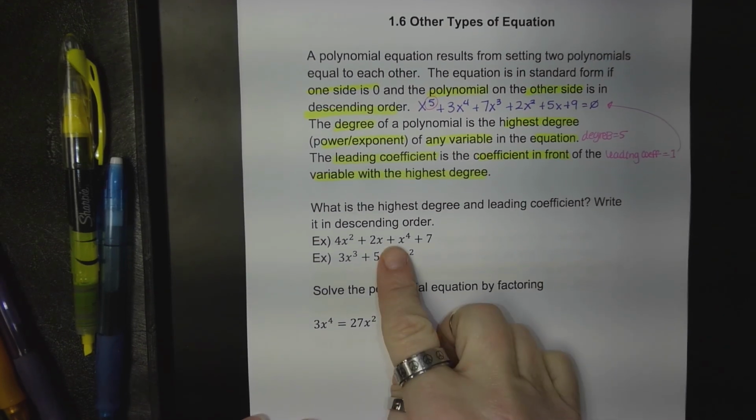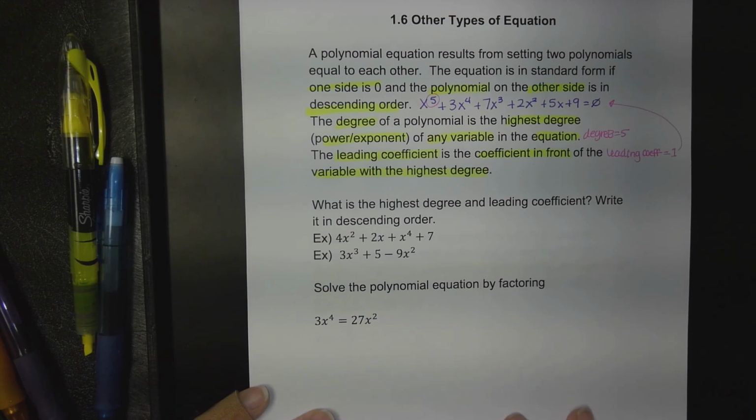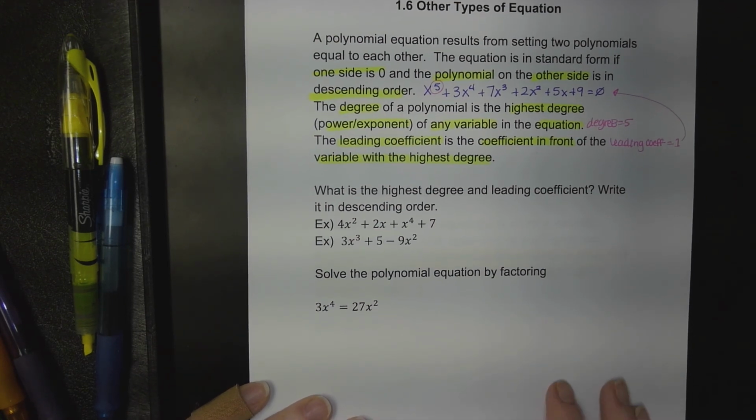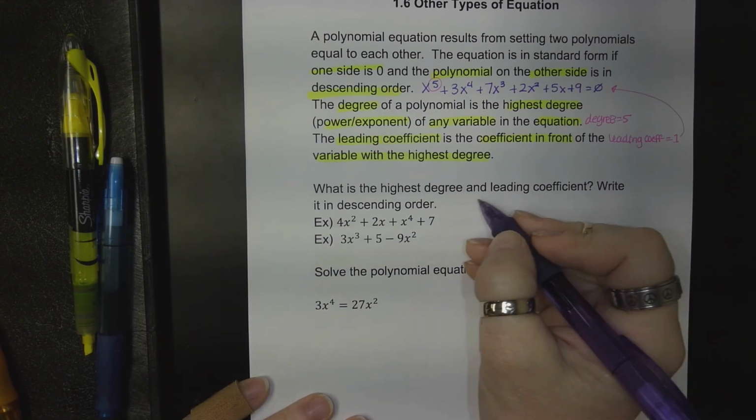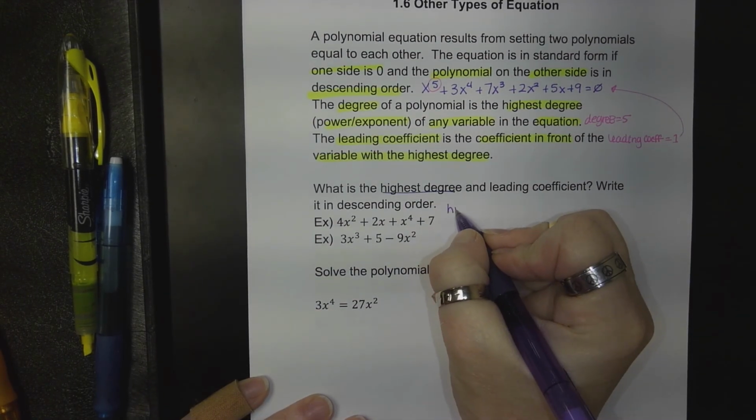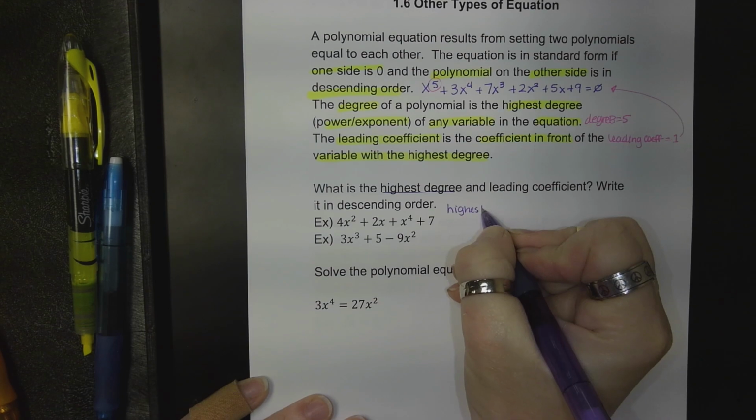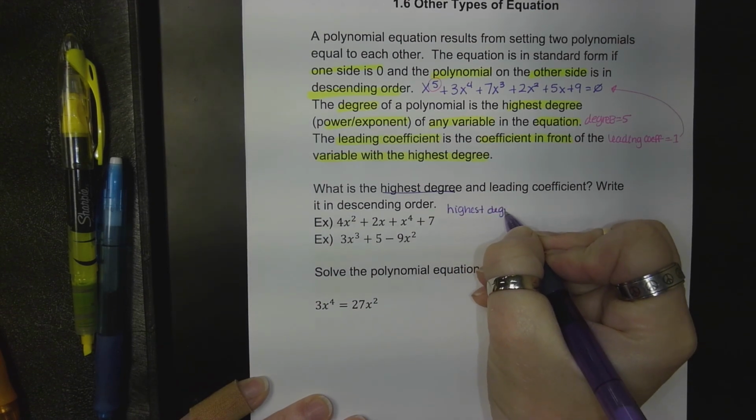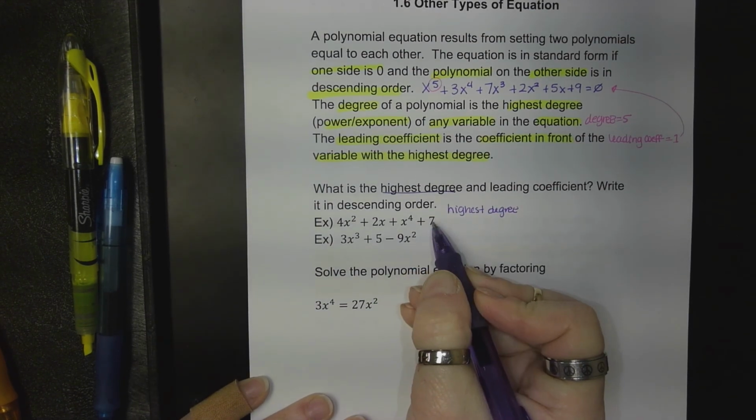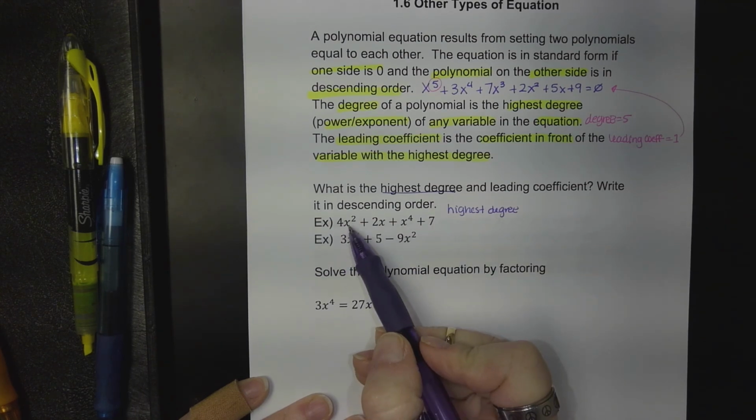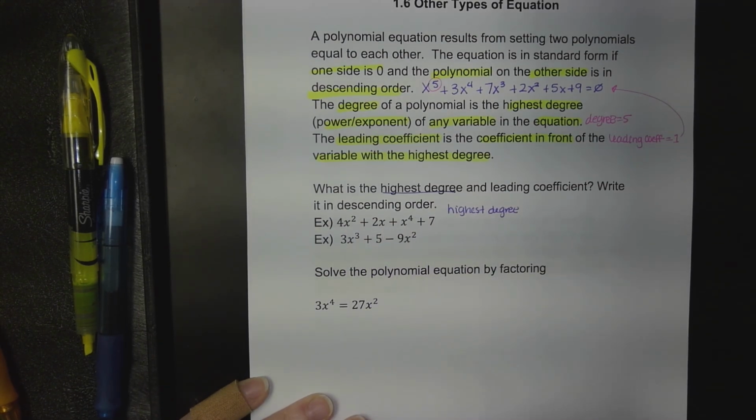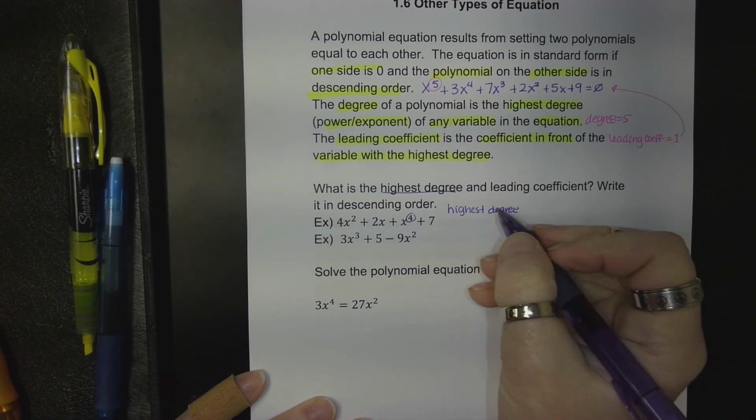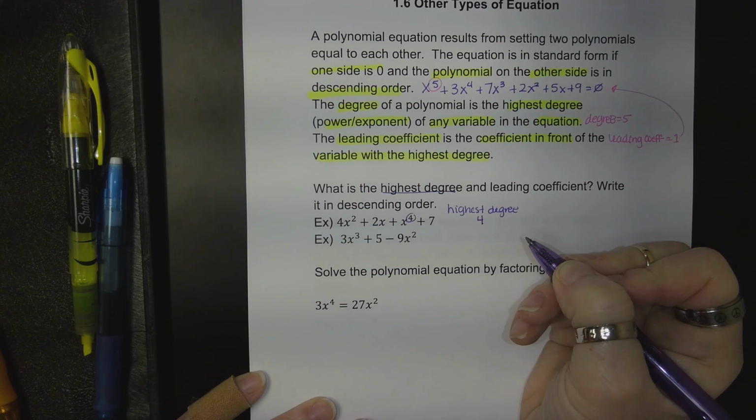Let's look at our examples here and figure out what each thing is. What is the highest degree and the leading coefficient? Write it in descending order. So first of all, let's look for our highest degree, okay? So out of example 1, we have 4x squared plus 2x plus x to the 4th plus 7. So what would the highest degree be? Well, 4 is our highest exponent, so our highest degree for this one would be 4.